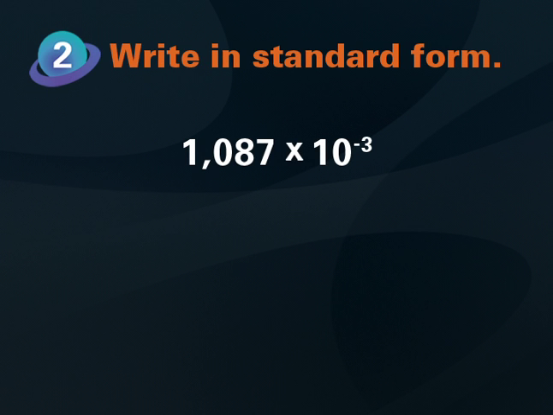In problem 2 of practice set 2, multiply 1,087 times 10 to the negative third power. To multiply by 10 to the negative third power, move the decimal point 3 places left. The product is 1 87,000ths.